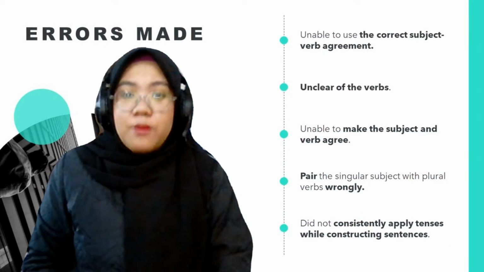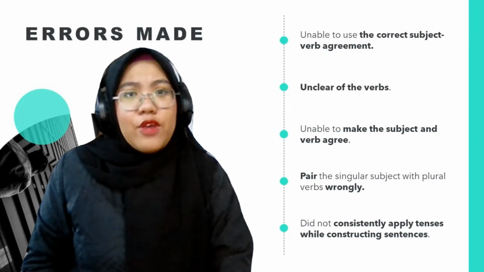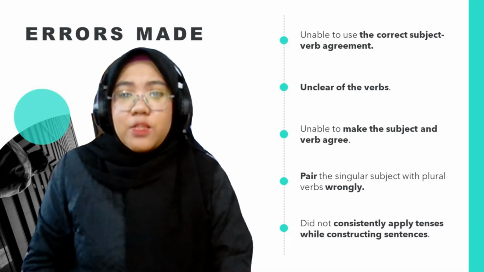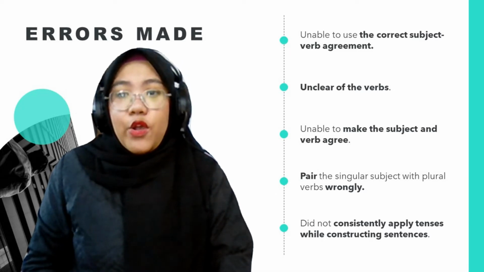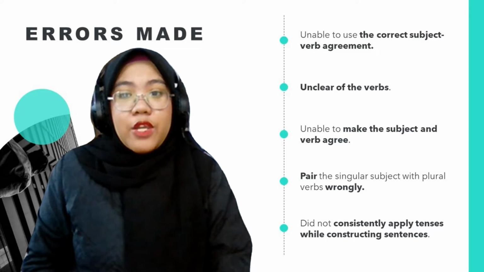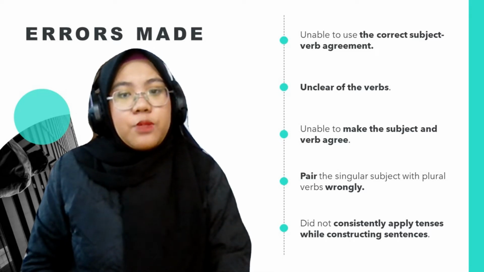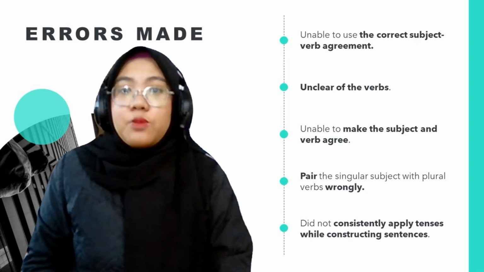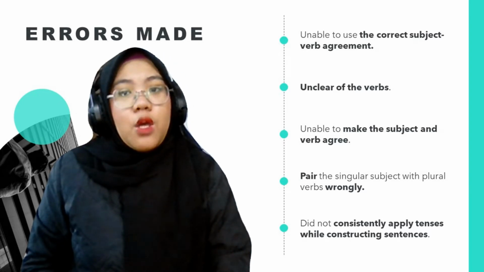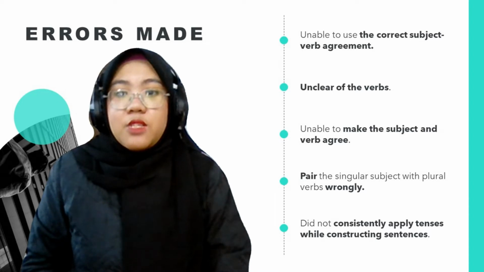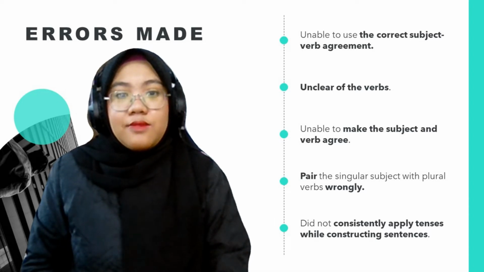What are the errors made? Learners are found unable to use the correct subject-verb agreement. They are unclear of what verb to use and unable to make subject and verb agree. They wrongly pair the singular subject with plural verbs. They also do not consistently apply tenses while constructing sentences.